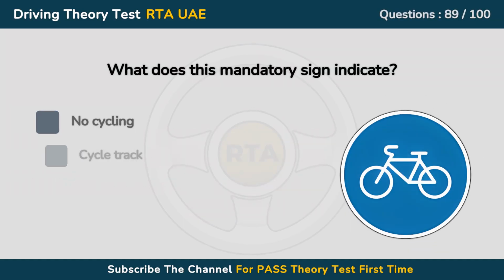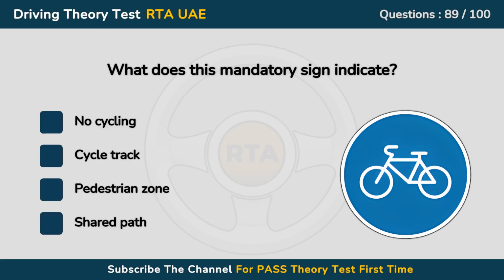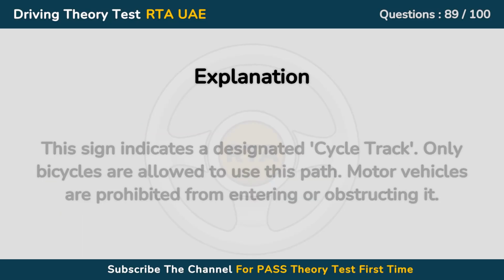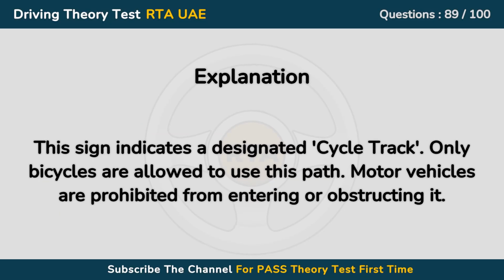Question 89. What does this mandatory sign indicate? A. No cycling, B. Cycle track, C. Pedestrian zone, D. Shared path. Answer is B. Cycle track. This sign indicates a cycle track. Only bicycles are allowed to use this path. Motor vehicles are prohibited from entering or obstructing it.